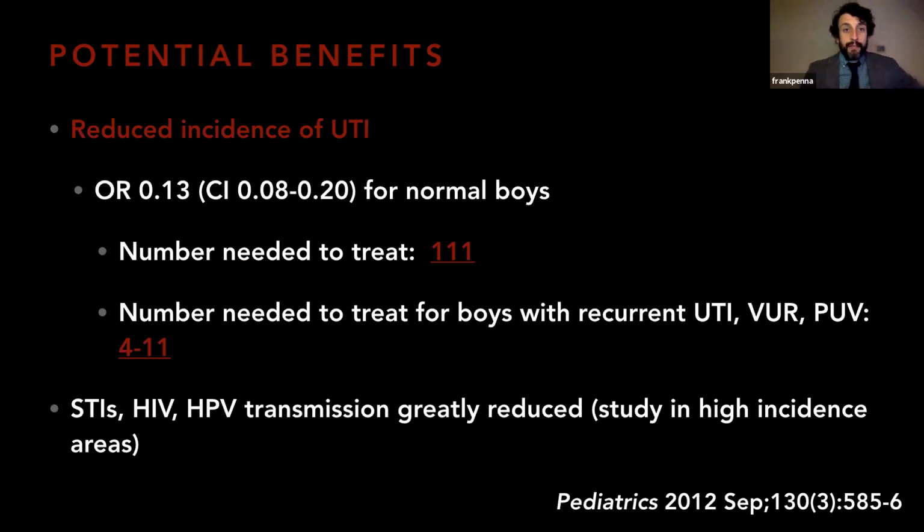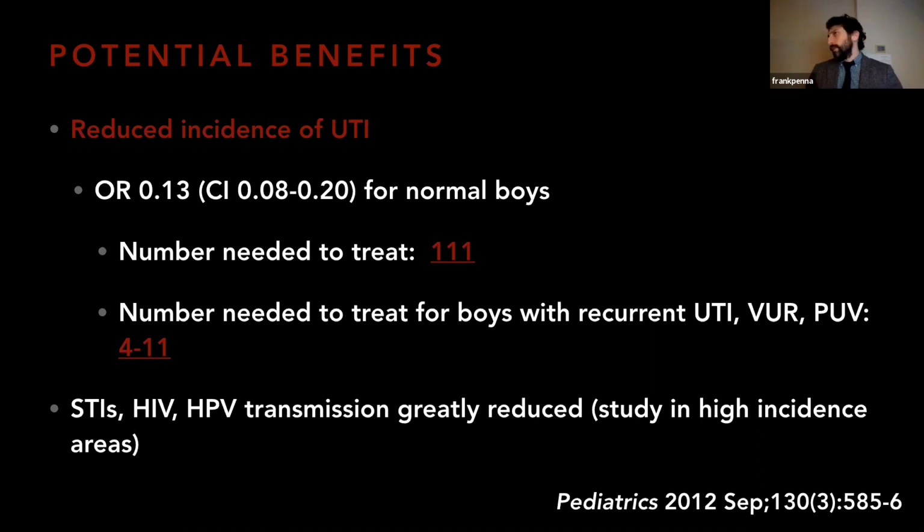Just to give you an idea, the number needed to treat to reduce the incidence of UTI in the general population is about 100. Okay, so you've got to treat 100 kids to reduce the incidence of one UTI. However, if you're selective about how you do circumcision, and you only take the kids with recurrent UTIs, reflux, valves, you only need to treat 4 to 11. So in other words, it's much more efficacious if you're selective about it, and you don't have to do as many because you're really helping the kids that most need it.